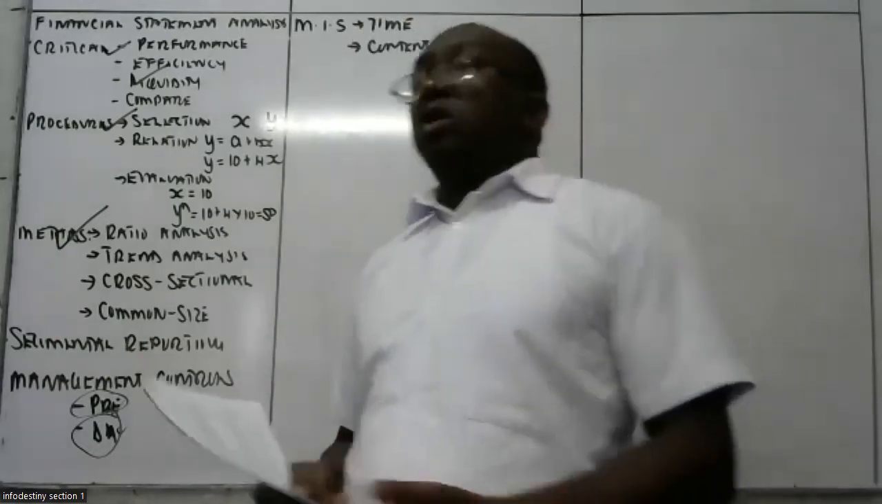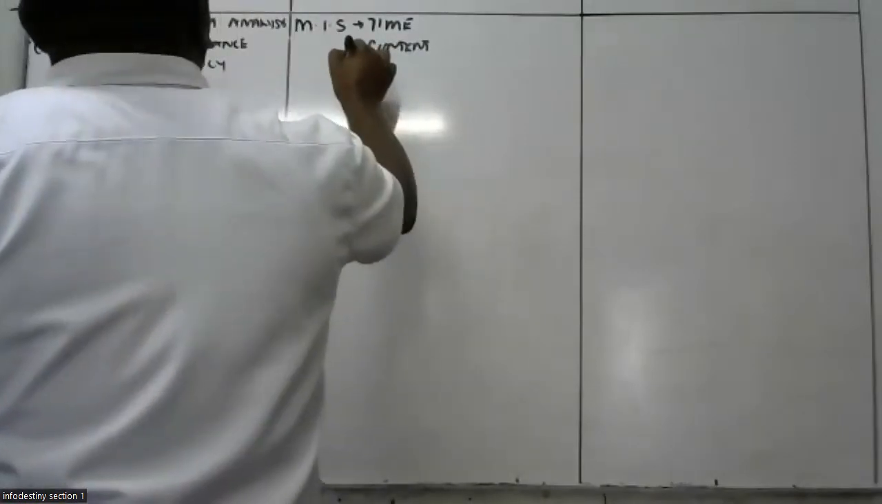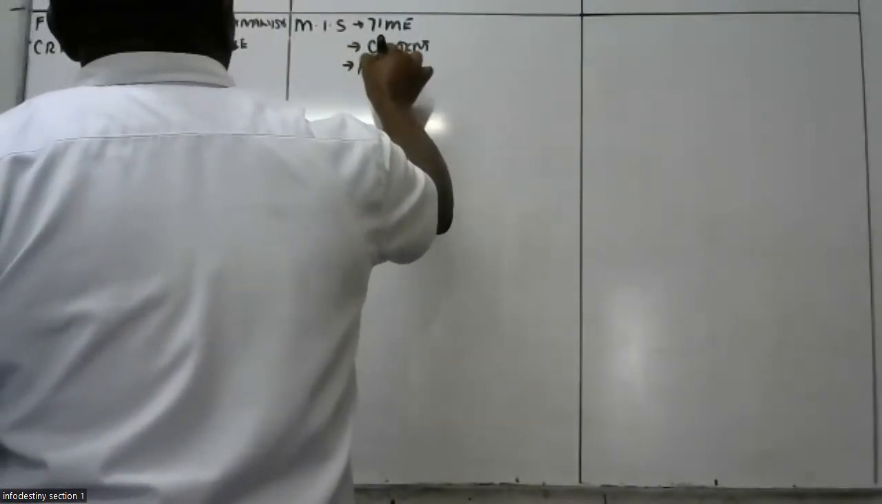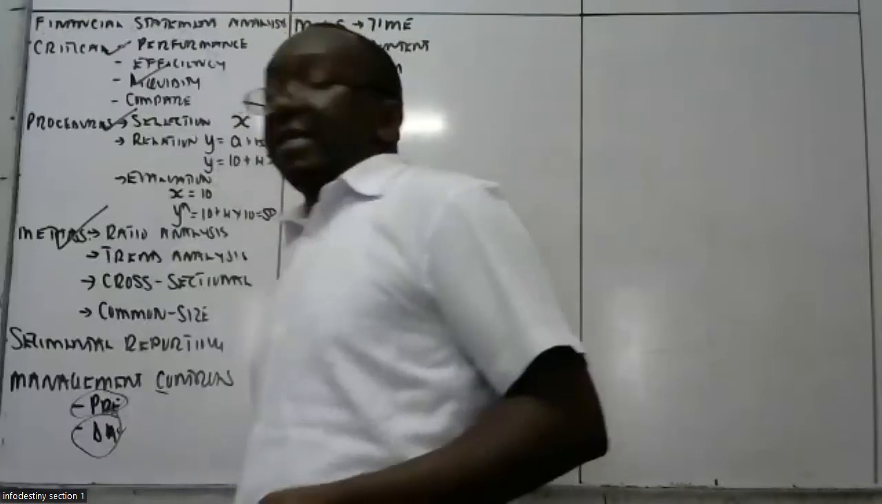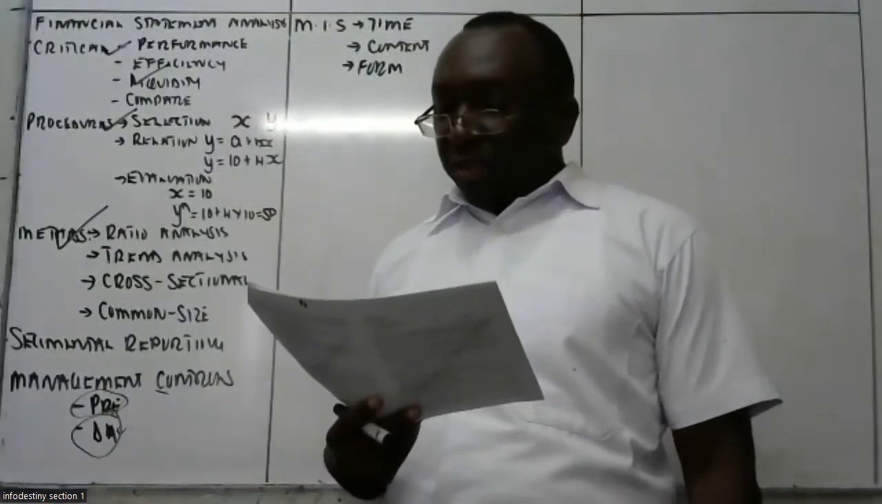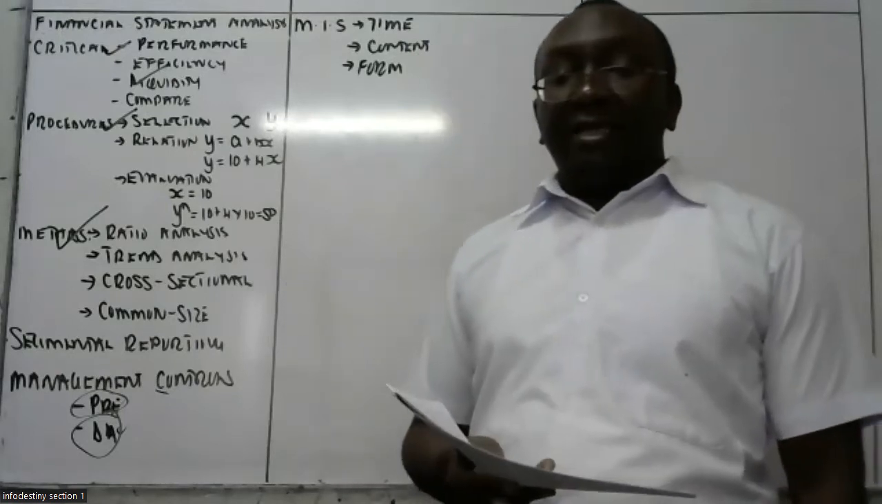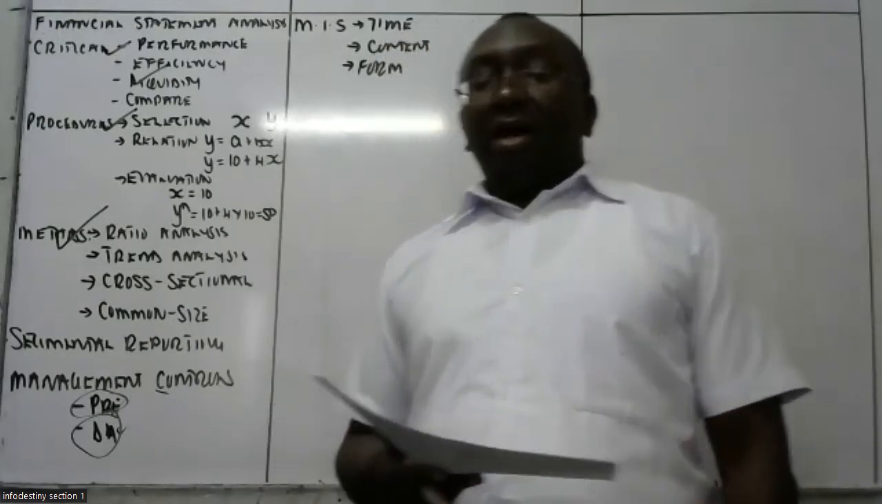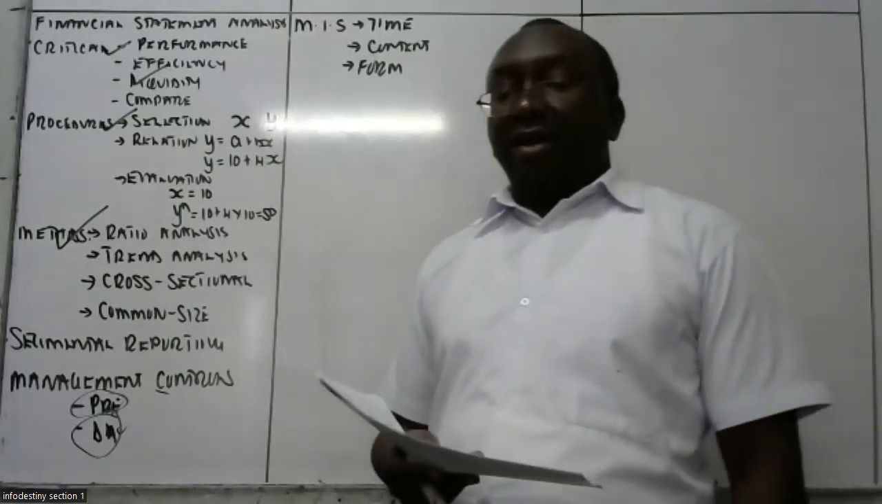The other thing is what we communicate. The information that you are communicating, you must ensure that it is in the right form. And when we talk about form, there are issues that we look at. One of them is clarity. You must be very clear. Don't give us things that are not clear.